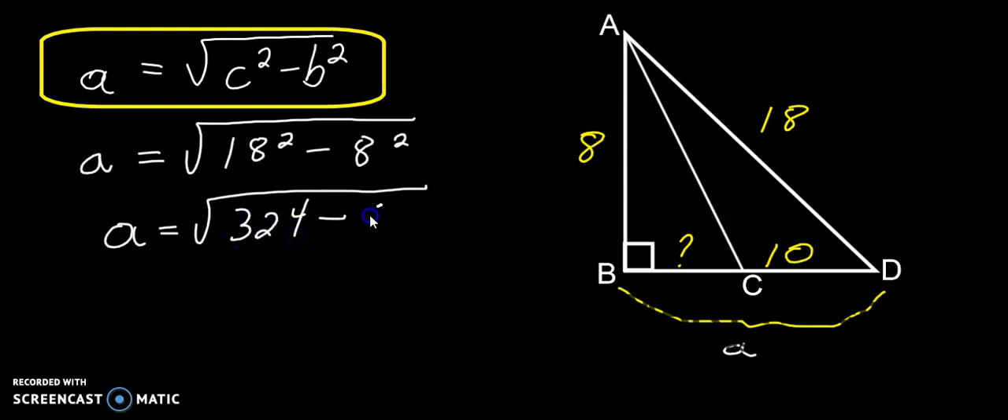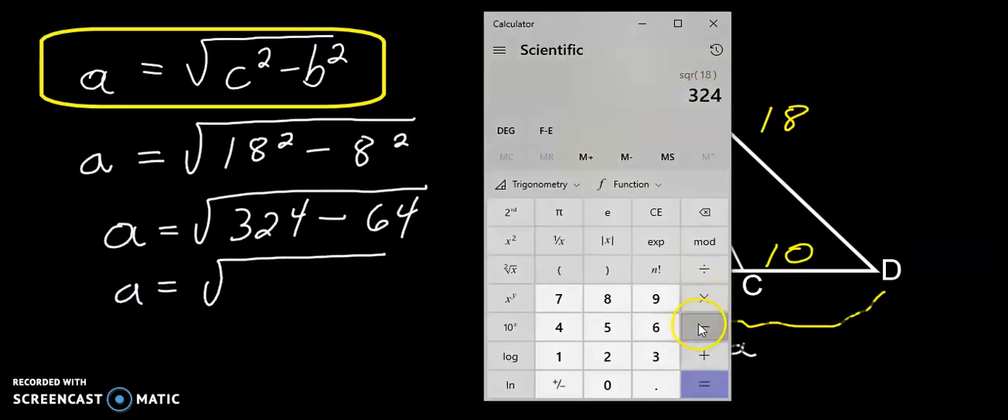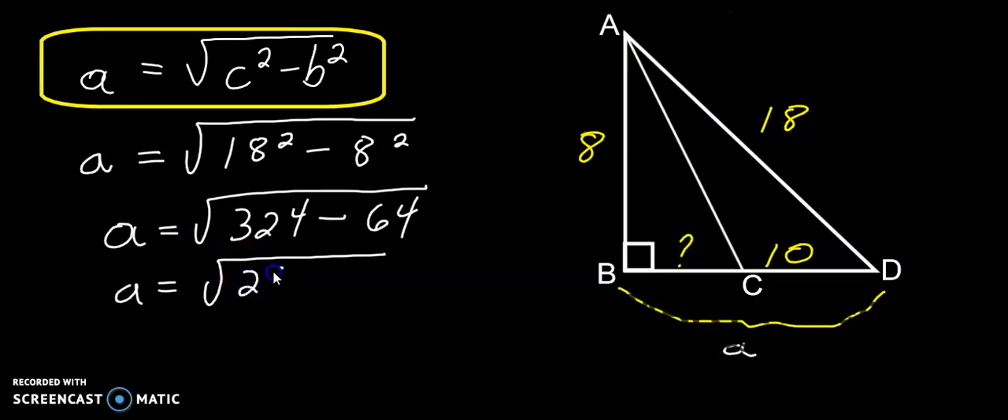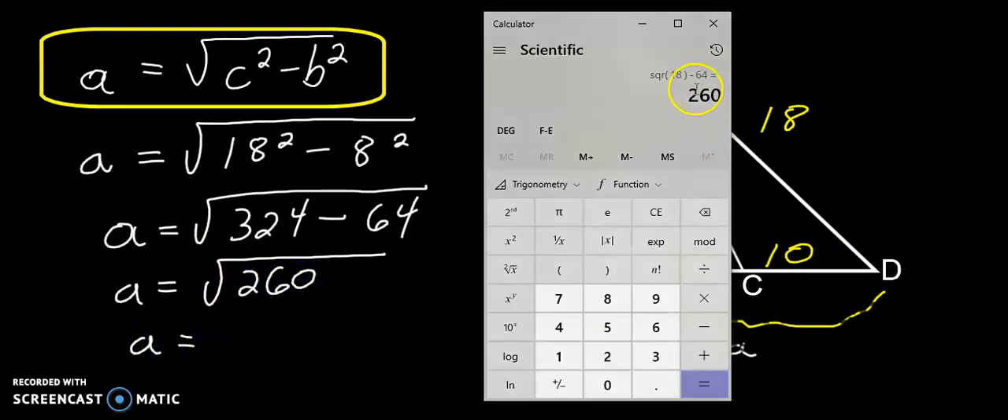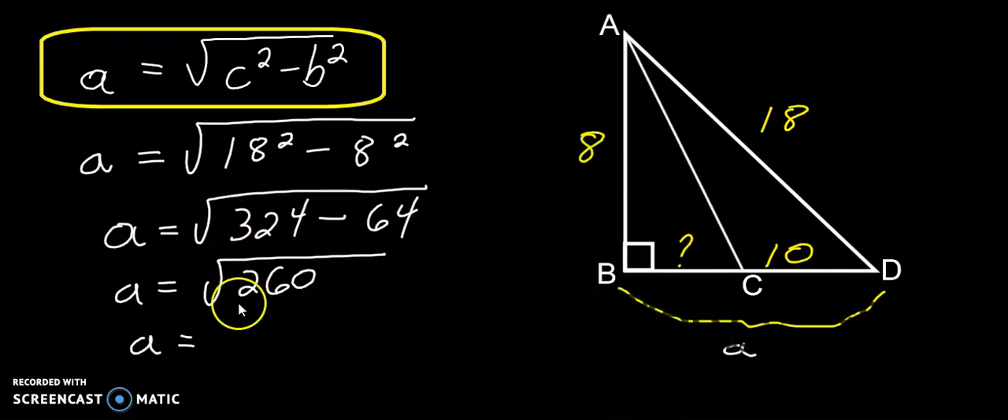324 minus 64. So A equals the square root of 324 minus 64. 324 minus 64 equals 260. So it's the square root of 260. Taking the square root, the square root of 260 is 16.12.